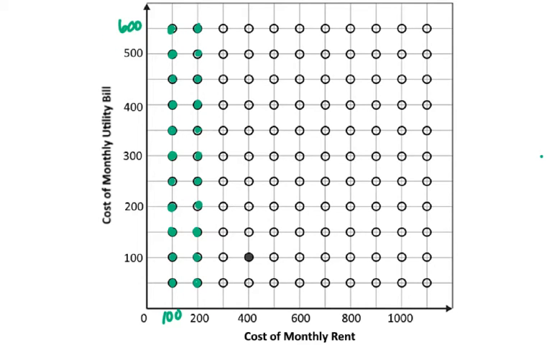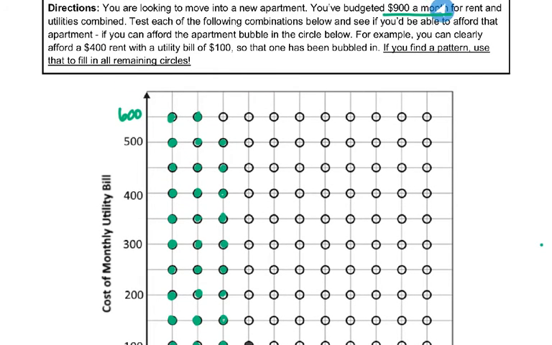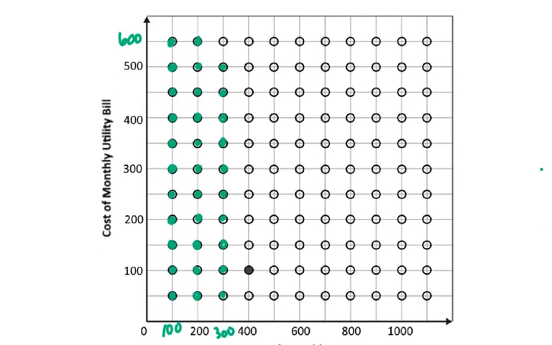Okay, again, $200 rent. I can still afford that crazy expensive utility bill of $600 and come in less than $900. Now take a look at the next column. So the only point in this column that I'm not sure about is the very top one. So it says here that I've budgeted $900 a month. And if I pay $300 in rent and $600 in utilities, can I spend exactly $900? I think that's okay since it's our budget max. We just definitely don't want to go over it.